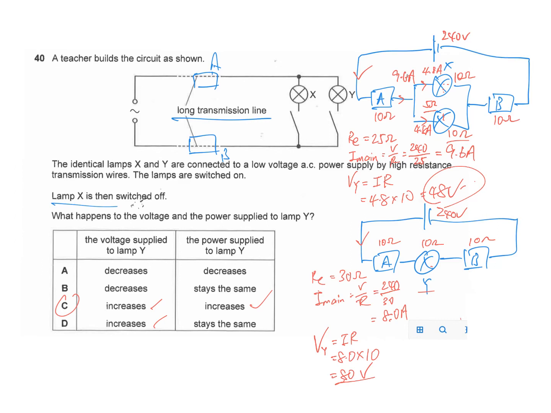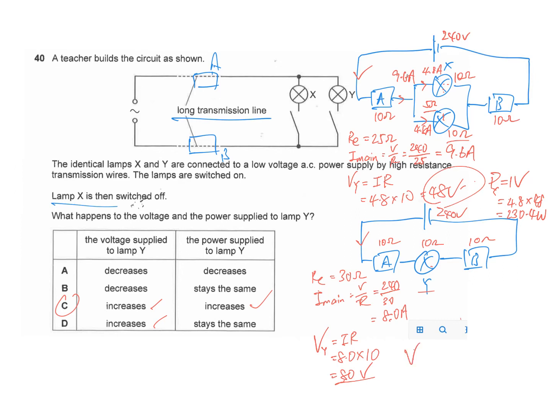Then how about power? If you know, power equals IV. So the current flowing through the bulb Y will be 4.8 times the voltage across it, which is 48, and that's where you have the power across the bulb Y will be 230.4 watts. So how about when lamp X is switched off?